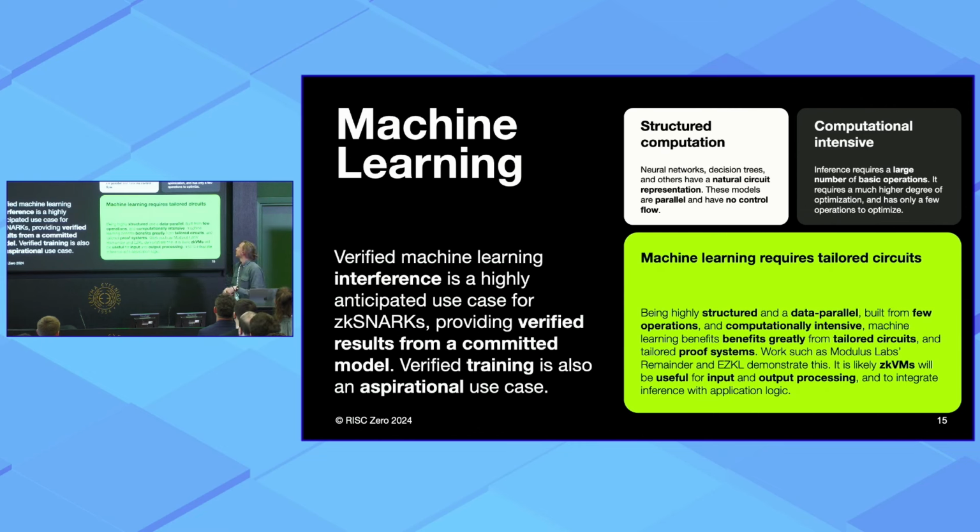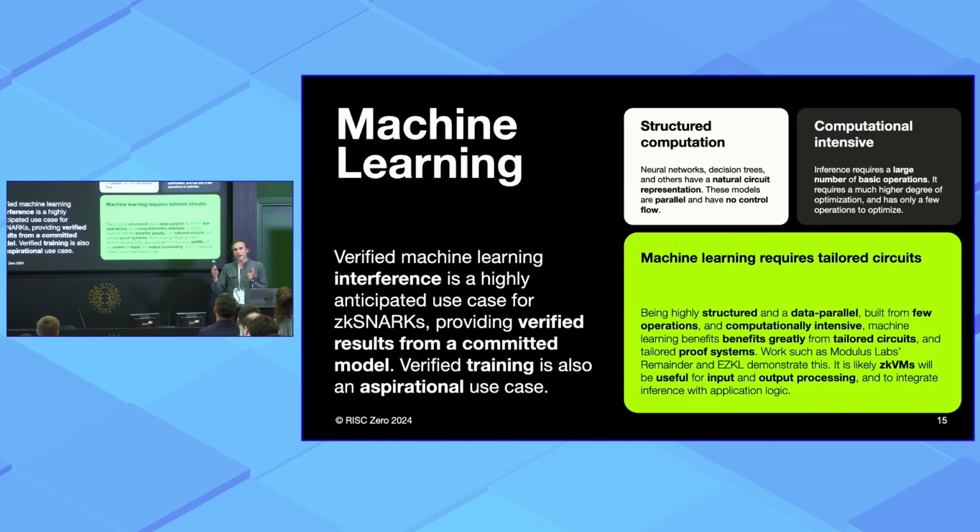Additionally, they're very computationally intensive, and you need that high throughput. We want bigger and bigger models, and as LLMs have shown, the bigger the better. So you really want to maximize every single ounce of performance you can get in order to get a usable model that produces good inferences. In this case, machine learning is mostly a circuit problem. In fact, you want tailored circuits and even tailored proof systems like PADO or zkML that really optimize for this structured computation machine learning use case.